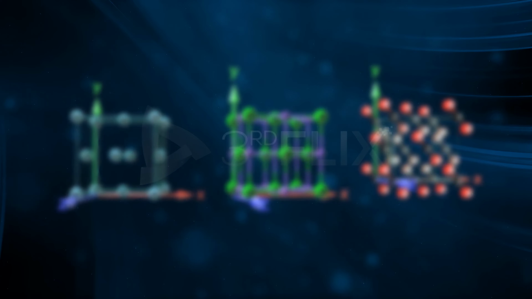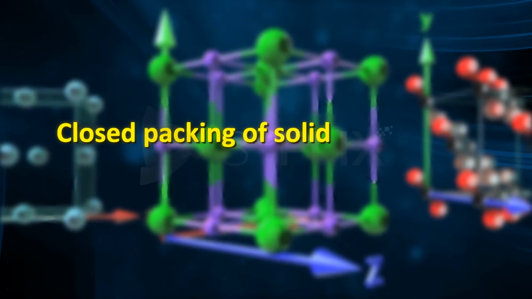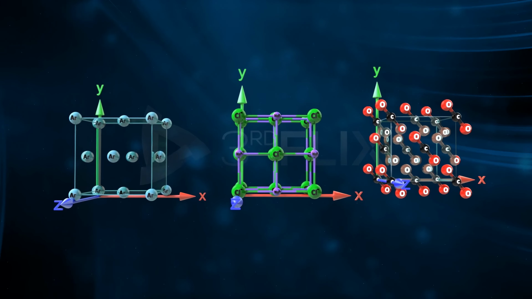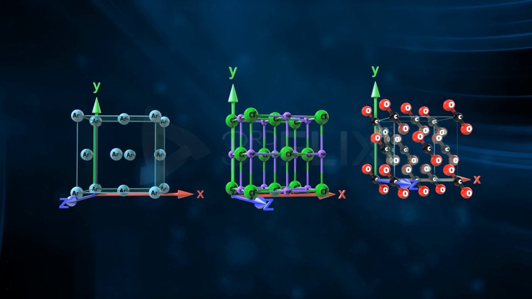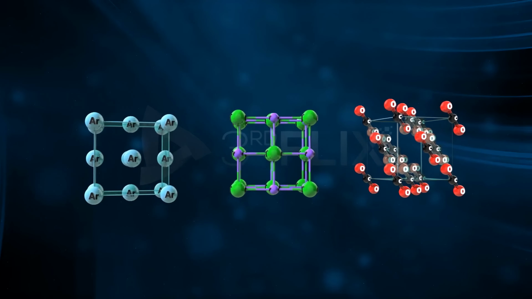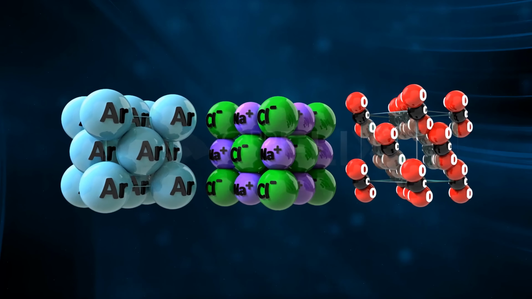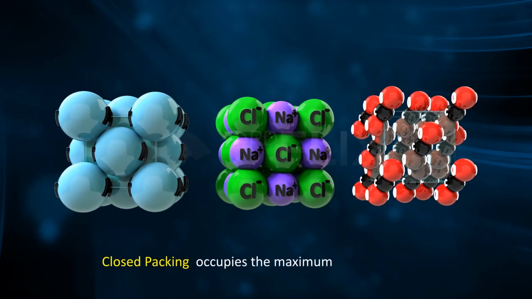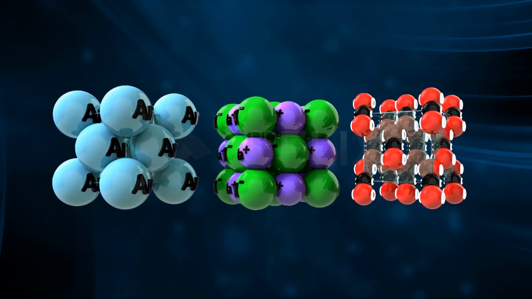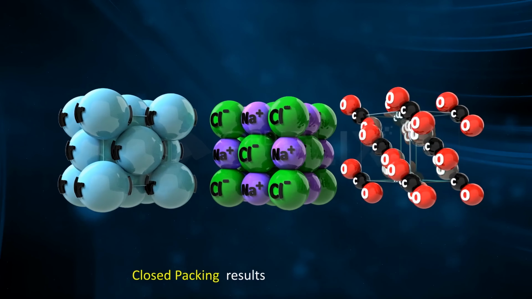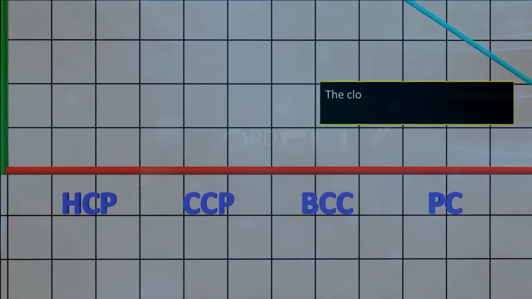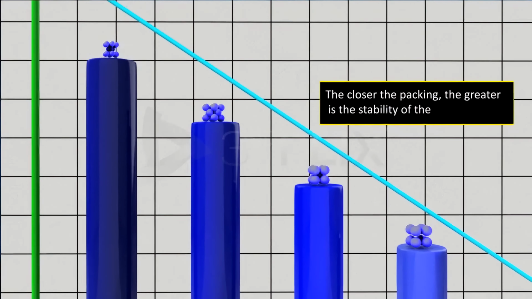Objective: to study the close packing of particles in 1 and 2 dimensions in solids. During the formation of crystals, constituent particles such as atoms, ions, or molecules come closer and become closely packed. When we say the arrangement of particles is closely packed, it means that the arrangement occupies the maximum space available. This corresponds to a state of maximum density. The closer the packing, the greater is the stability of the packed system.